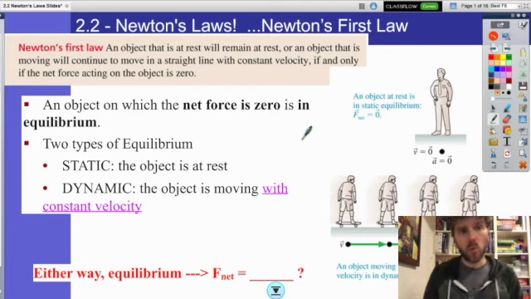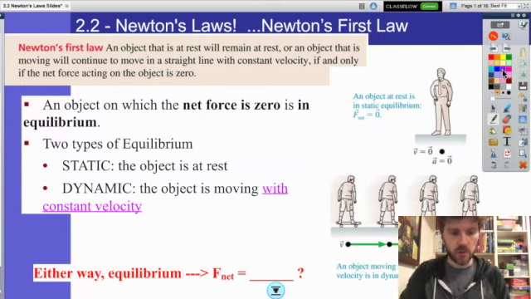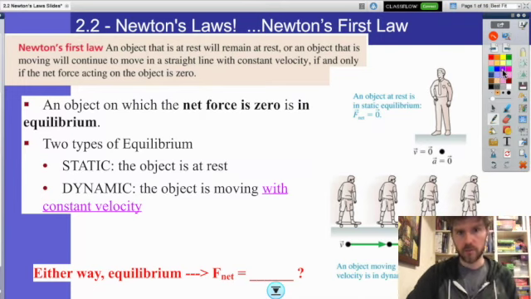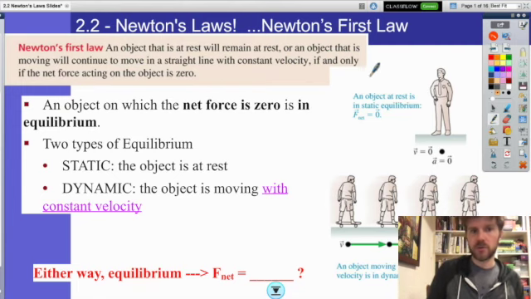All right, welcome to video 2.2, all about Newton's laws. We did a little bit of this in class, but it always behooves us to go over it again in more detail. So we will start with Newton's first law. There are three of them. This one's familiar to some of you.